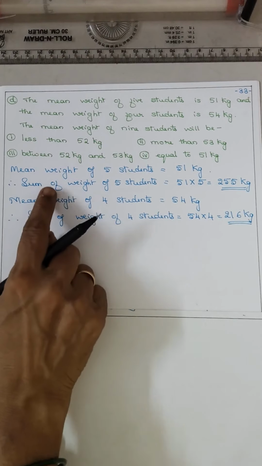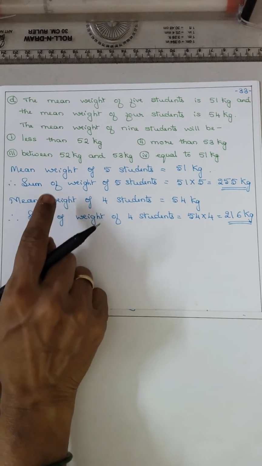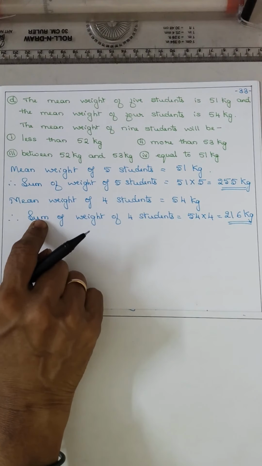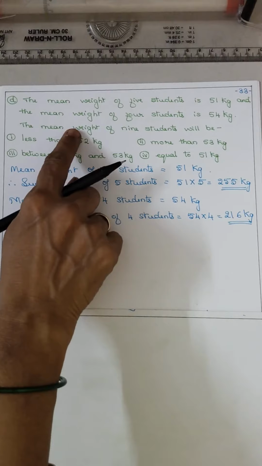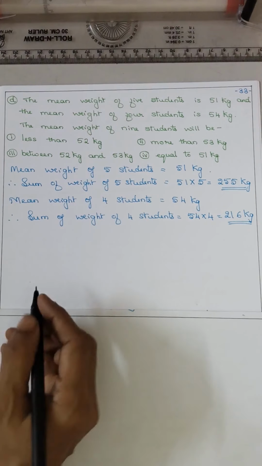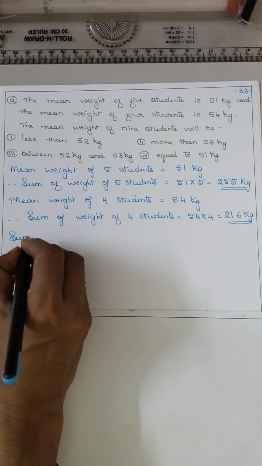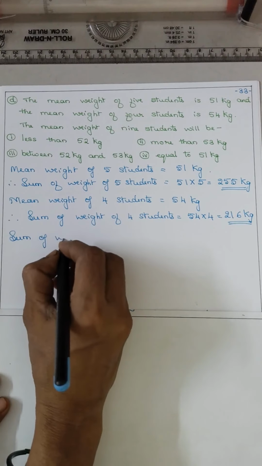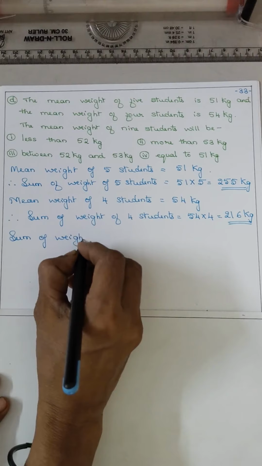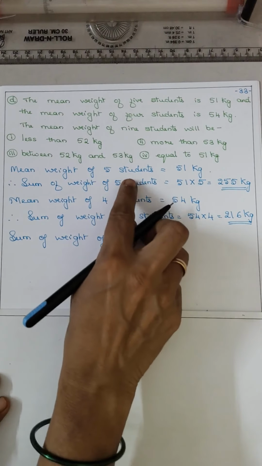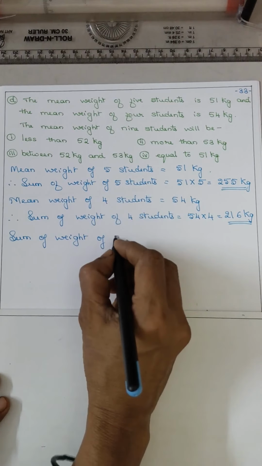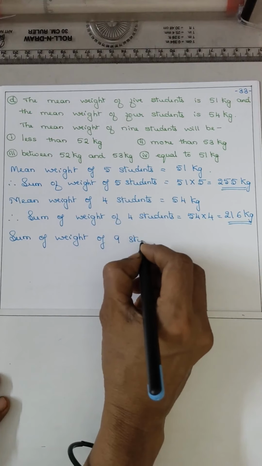So you got the sum of the weight of 5 students and the sum of the weight of 4 students. Now they have asked the mean weight of 9 students. So for that, find out first the sum of the weight of these 5 and these 4 students. Total is 9 students.